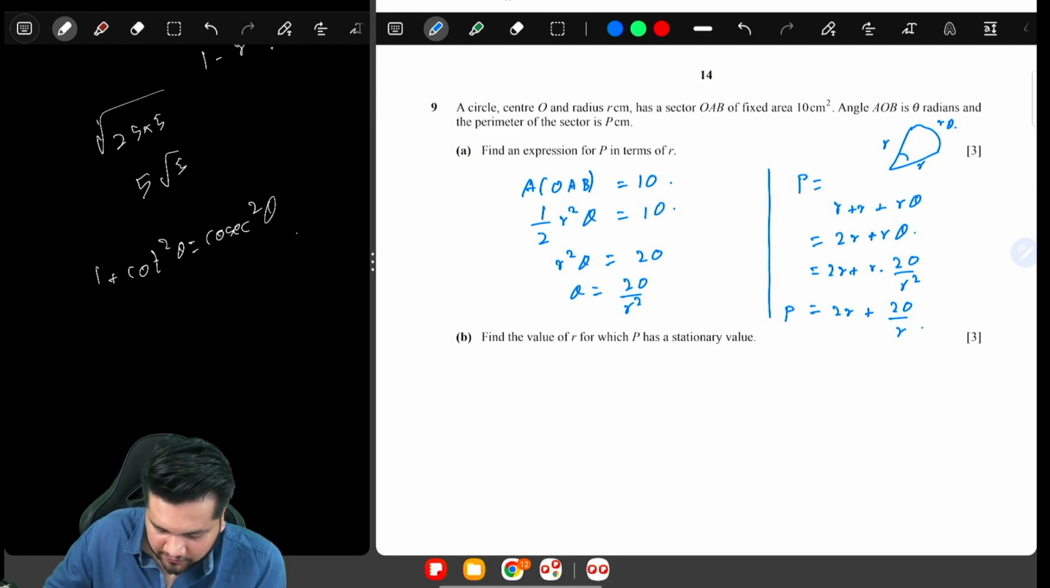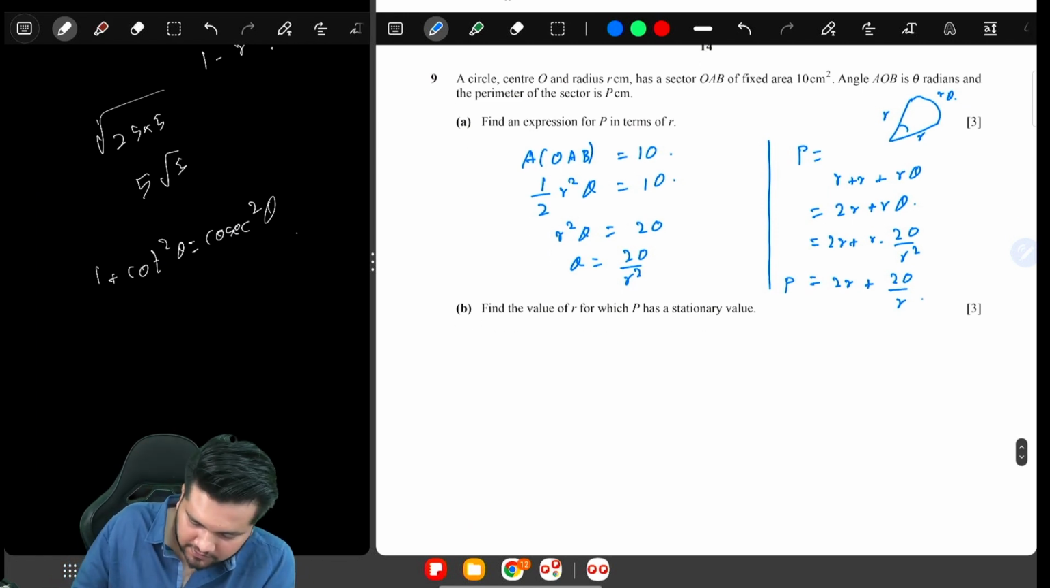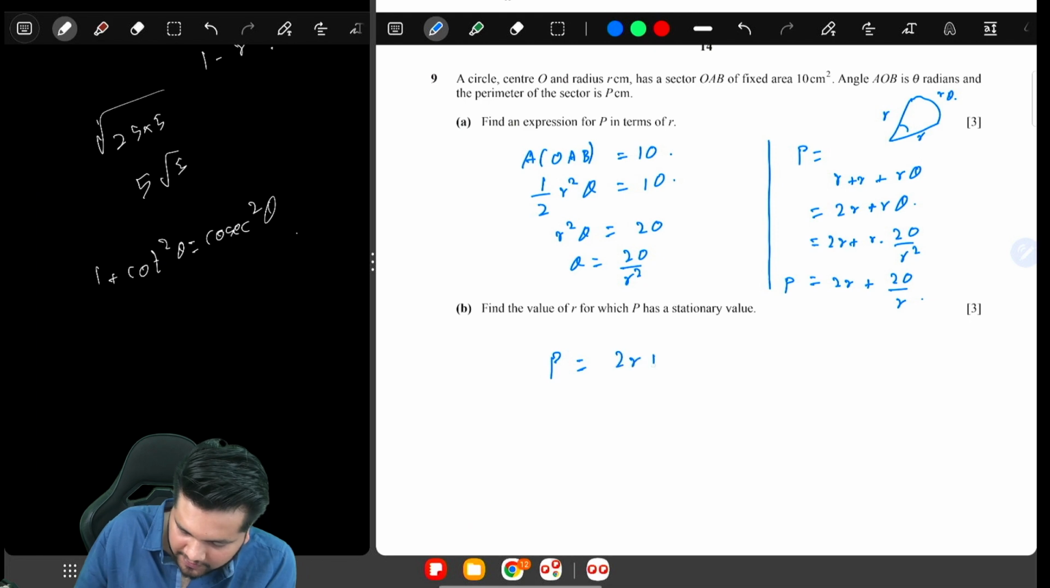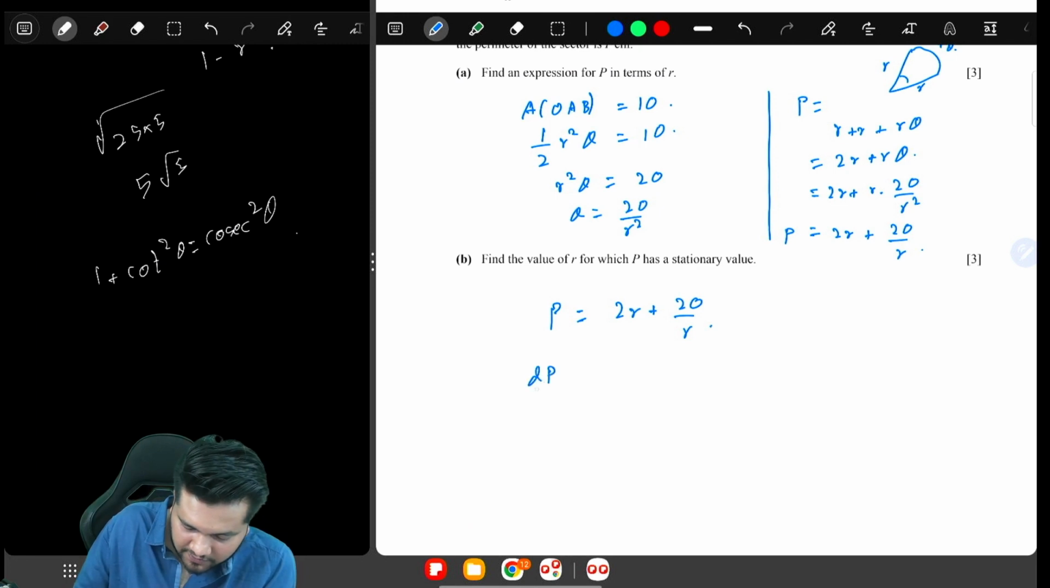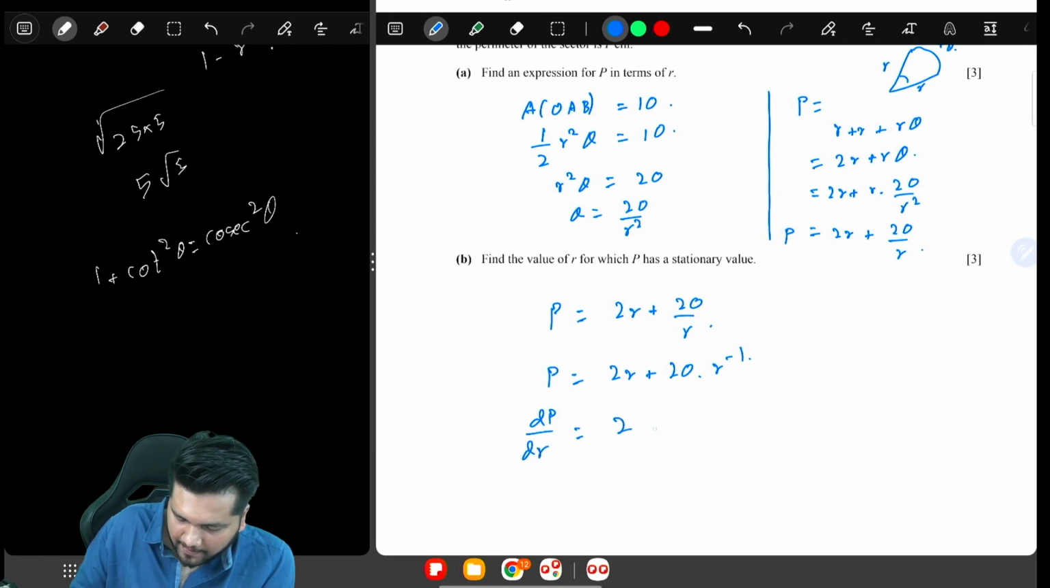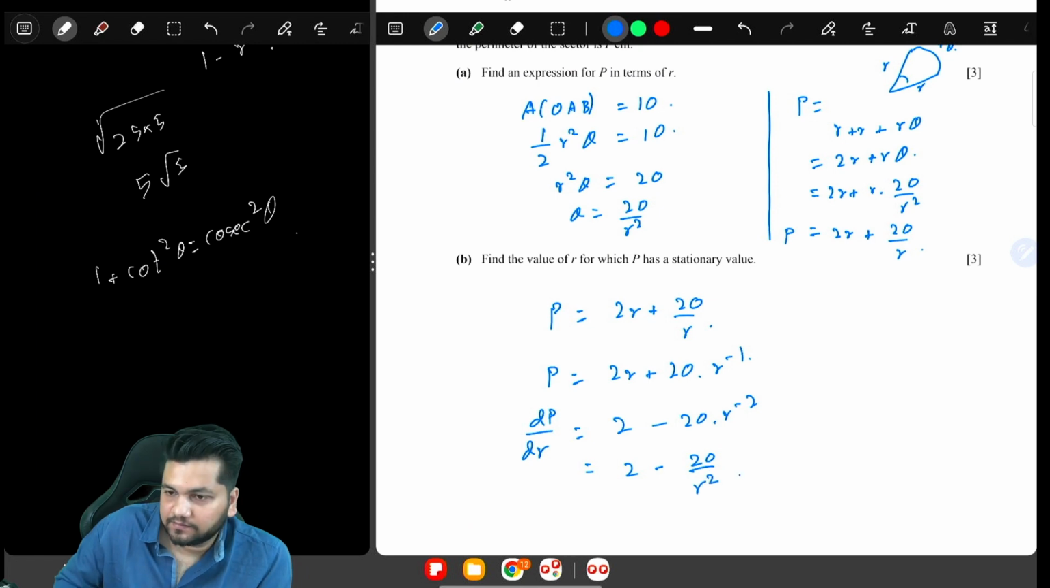Now find the value of r for which P has a stationary value. Basically derivative. So perimeter they have given, which is 2r plus 20 by r. So you have to find the value of r so that it has a stationary value. That means we'll just have to differentiate it and equate it to 0. First of all, let's modify this thing. P is equal to 2r plus 20 into r to the power of minus 1. So dP by dR, differentiating with respect to r, it's going to be 2 minus 20 into r to the power of minus 2. I just moved this minus 1 down. So it's going to be 2 minus 20 by r square.